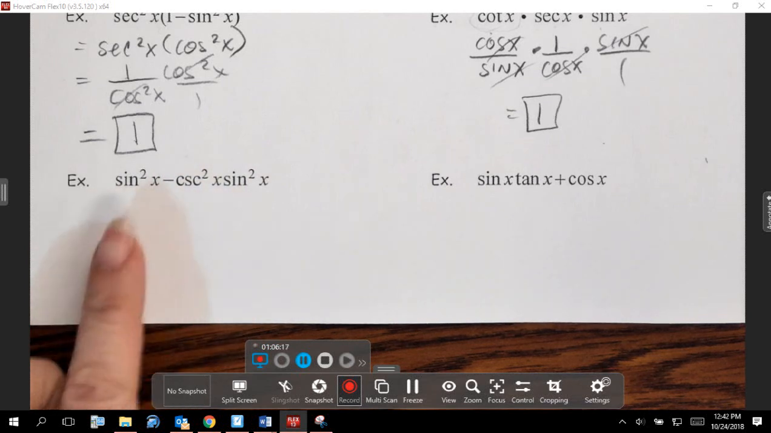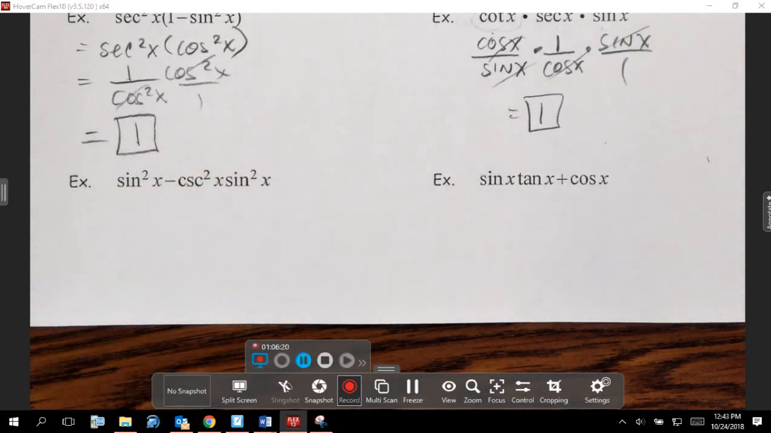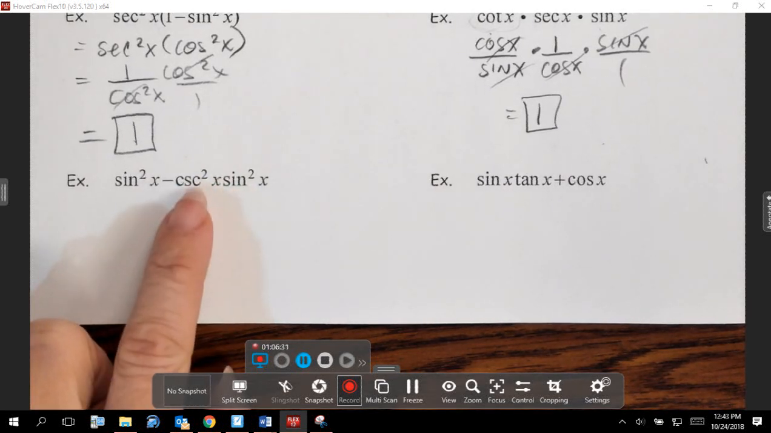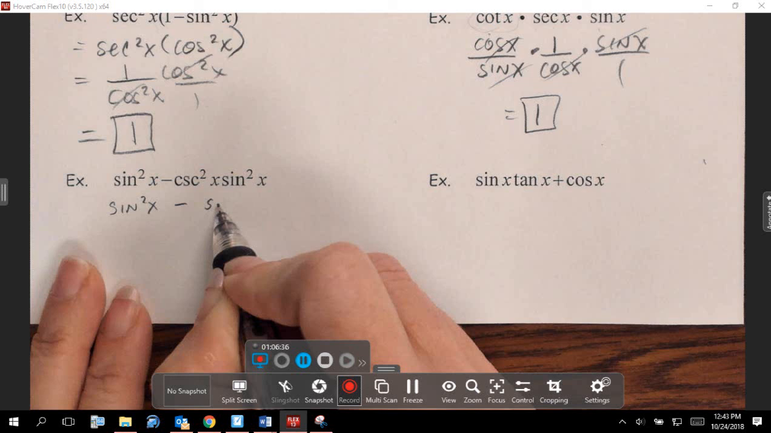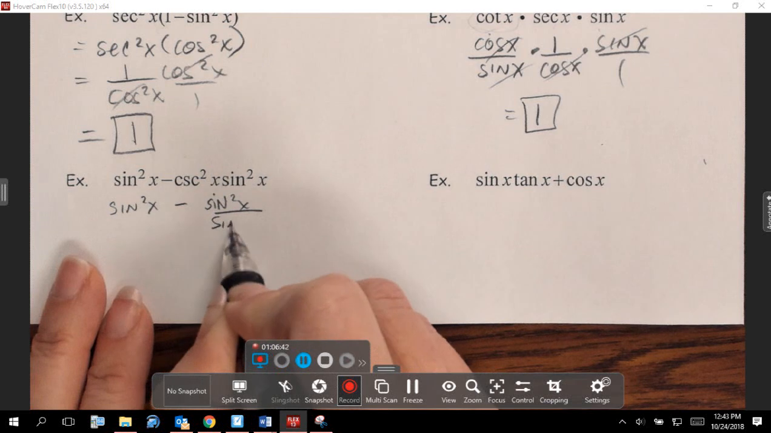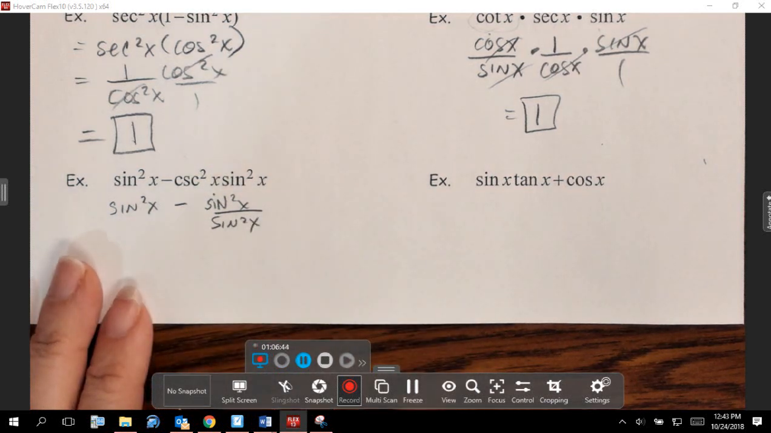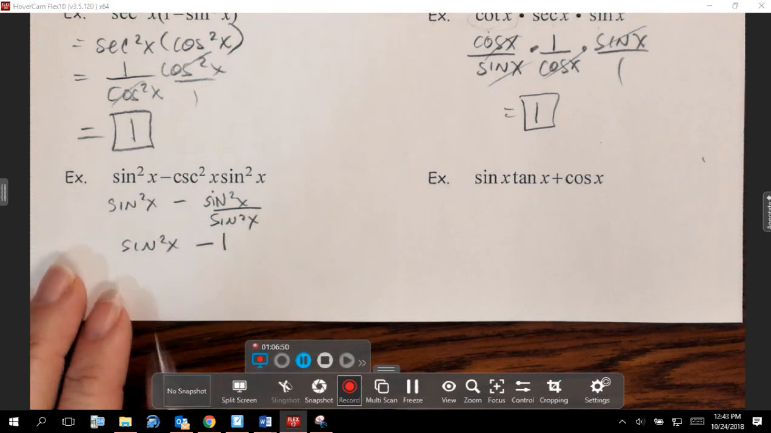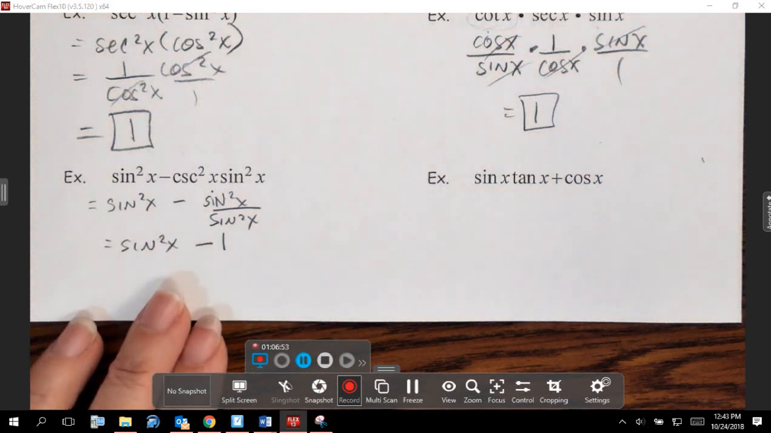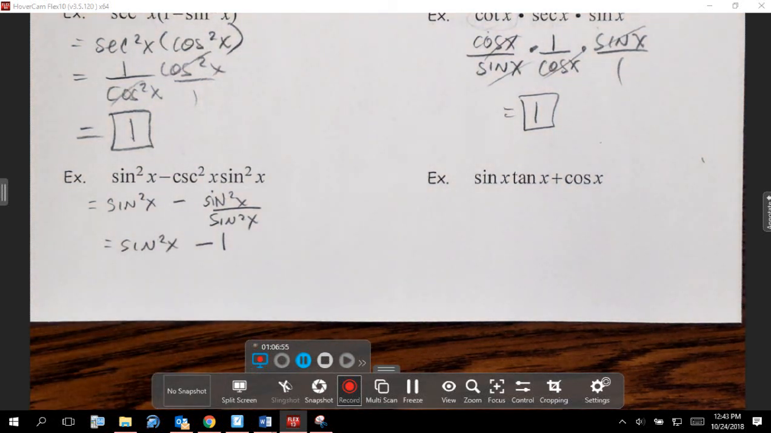Oh, this one right here, what do you think? Ideas? Cosecant times sine? What should we do with the cosecant? Okay. Okay, then I go and I look to see if sine squared x minus 1 is one of those identities.